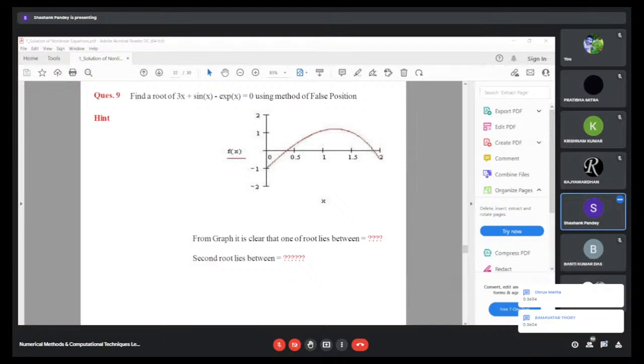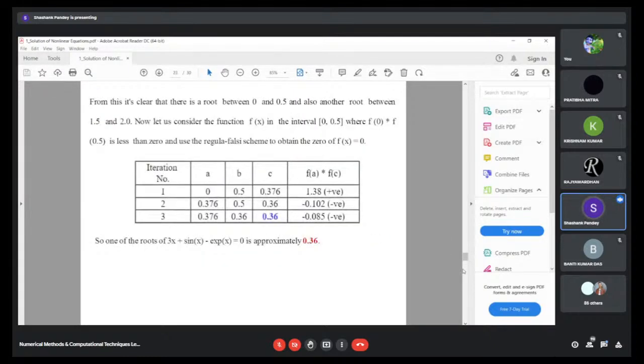Anyway, many of you have given the answer. Let us see what the correct answer is. 0.3604 is the answer as per your calculation. If we go up to 3 iterations, it comes out to be 0.36, and more precisely, the answer you gave is correct. That is 0.3604, one of the roots of the function between 0 and 0.5.